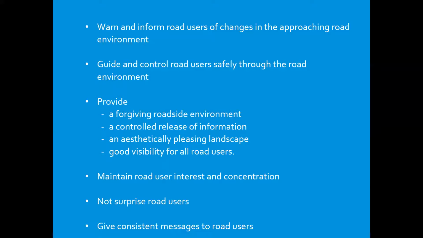A safe road should, one, inform road users of changes in the approaching road environment, guide and control road users safely through the road environment, provide a forgiving roadside environment, provide a controlled release of information, provide an aesthetically pleasant landscape, maintain road user interest and concentration, not surprise road users, give consistent messages to road users, and provide good visibility for all road users.